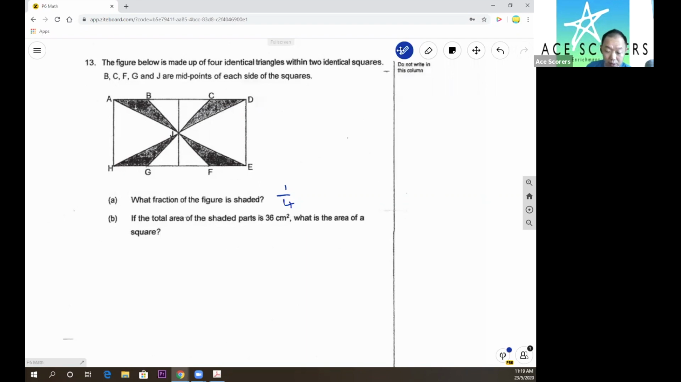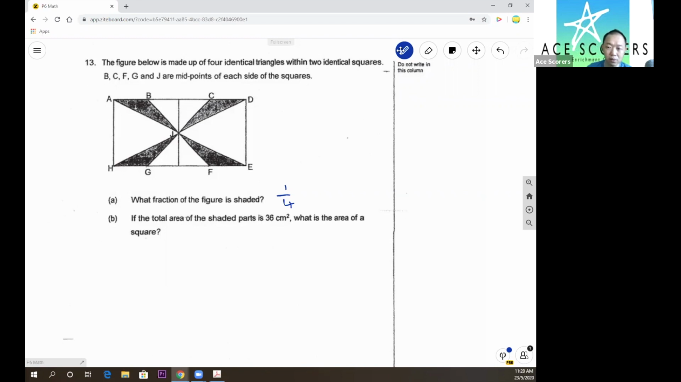Okay, so B, C, F, G, J are midpoints. So the middle of all of them of the square. So what fraction of the figure is shaded? This 1/4. Wait. Now how do we know it's 1/4? Now the clue is this.